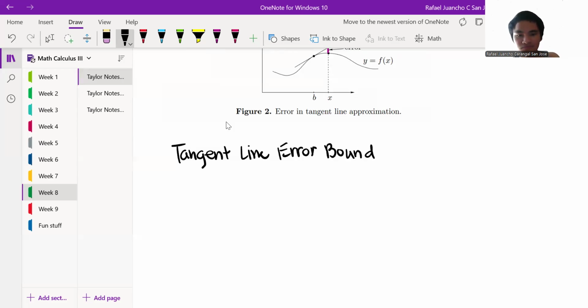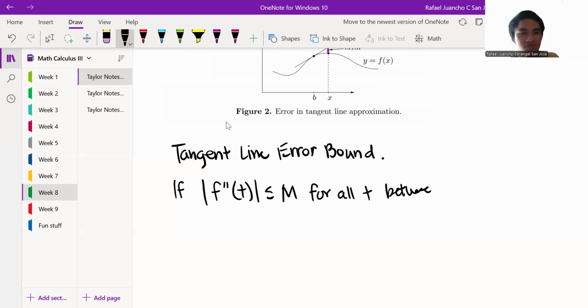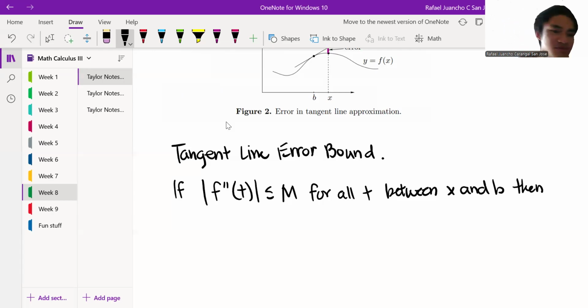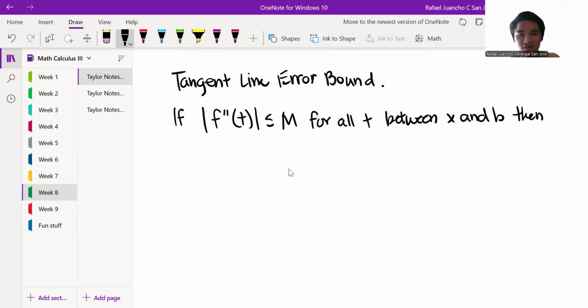Now we talk about the error bound of that tangent line. Let's say we take the second derivative. I call it a double derivative just because it sounds better. If we bound the second derivative by some M, for all t between x and b, then we should have this thing. Oh, I think I'm lagging. I just saw my screen lagging, so I had to turn on the charger.